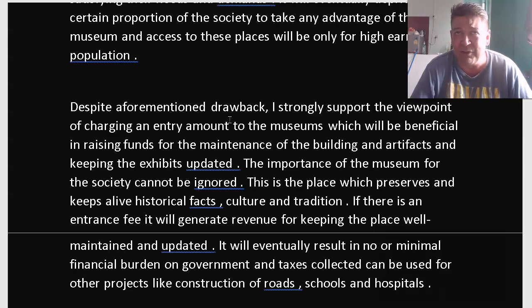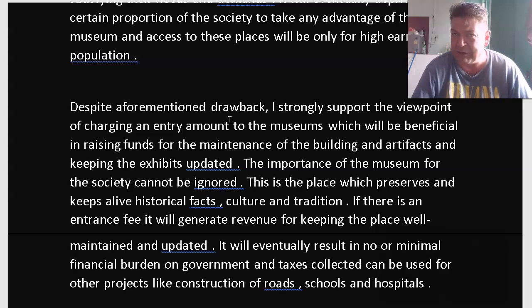Not good collocation. "To the museums, which will be benefit in raising funds for the maintenance of the building and artifacts and keeping the exhibits updated." Wow, that's a long, confusing sentence. Look at it. You've got 5, 8, 10, 15, 19, 20, 25, 30, something around 35 words in one sentence. Tough. I don't know where you're going, and by the time I finish the sentence, it doesn't feel like I've been anywhere.